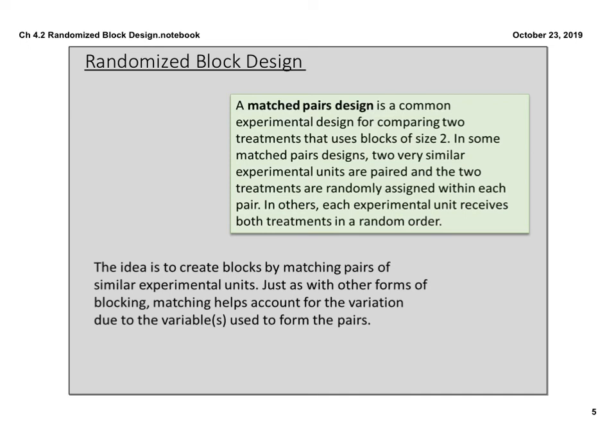The other way you can get a match pair design is if you give each experimental unit both treatments, but you give them in a random order. So that's another way that you can get those blocks of 2.